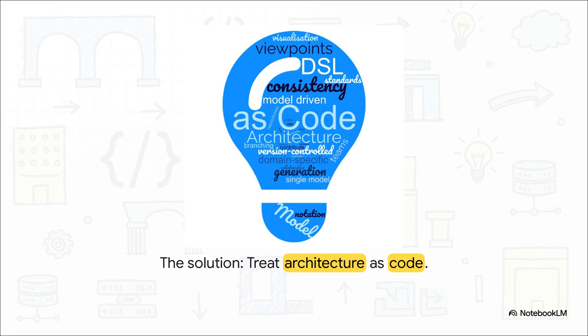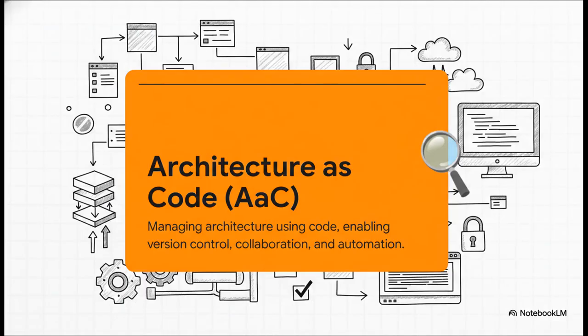Instead of dragging and dropping boxes and arrows in some visual tool, what if we actually defined our architecture using text in code files, the same way we do for our applications and our infrastructure? And this is what we call architecture as code, or AAC for short. It's all about taking the powerful, proven practices we've perfected for managing software, things like version control, code reviews, automated pipelines, and applying them directly to our system architecture documentation.